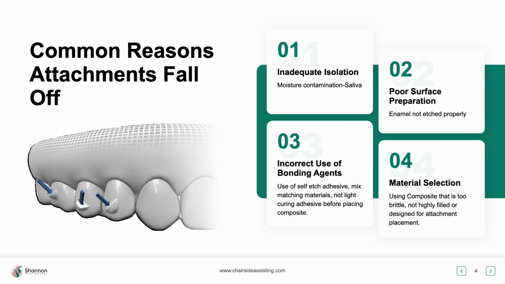We are doing direct bonding, so we have to have moisture control. We have to control the saliva. Cotton rolls just will not do it, and so we have to make sure that we're using proper isolation.